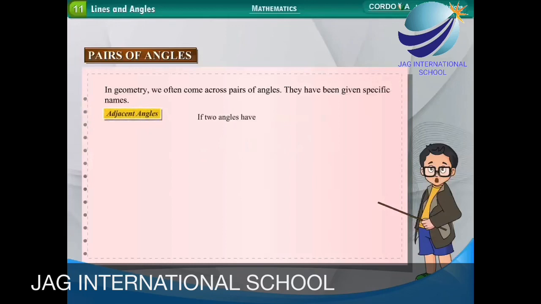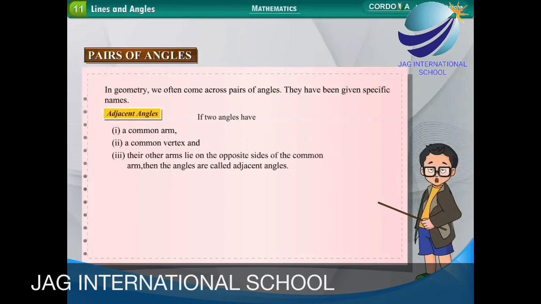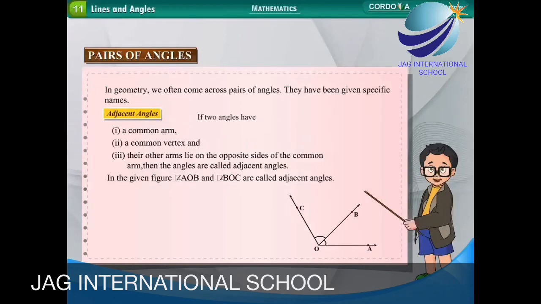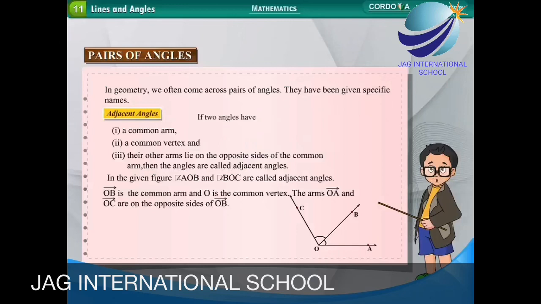Adjacent angles. If two angles have a common arm, a common vertex, and their other arms lie on the opposite sides of the common arm, then the angles are called adjacent angles. In the given figure, angle AOB and angle BOC are called adjacent angles. Ray OB is the common arm and O is the common vertex. The arms, rays OA and OC, are on the opposite sides of ray OB. Also, angle AOC is equal to angle AOB plus angle BOC.